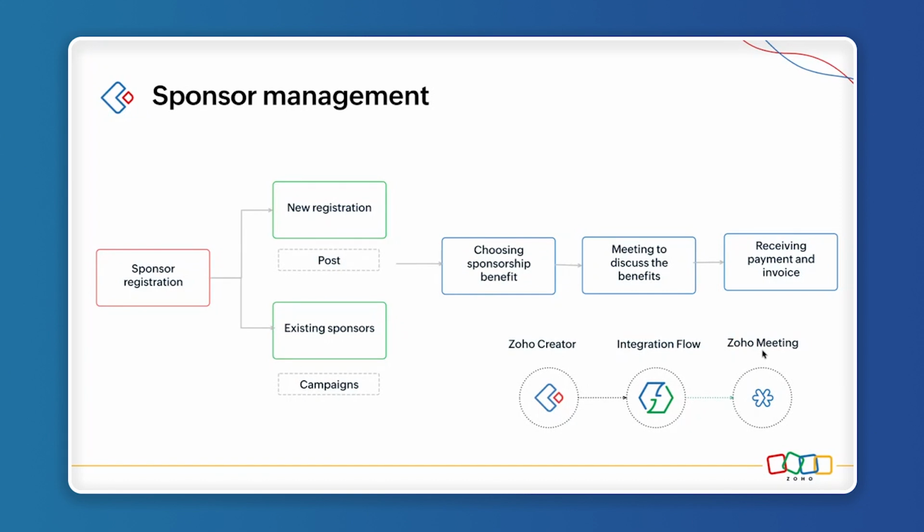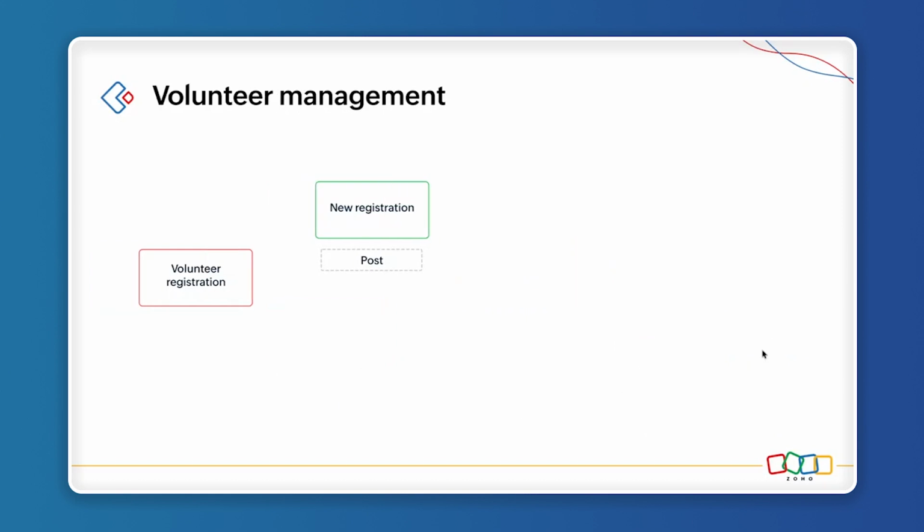So I have integrated my Creator account with my Zoho Meeting account with the help of the integration flow, so that I can create and schedule the meeting from Creator itself, and also attend the meeting from Creator itself. I don't have to log into Zoho Meeting at all. From one platform, I can perform all the actions with these other Zoho apps. So this is how we are managing the sponsor management.